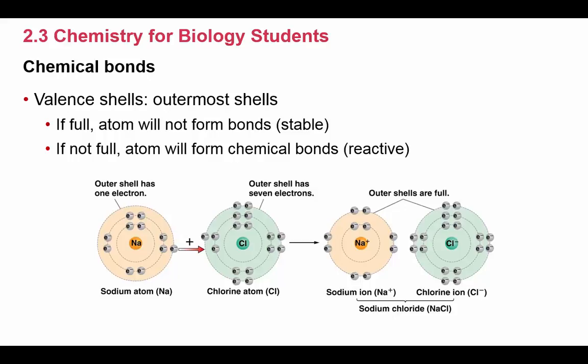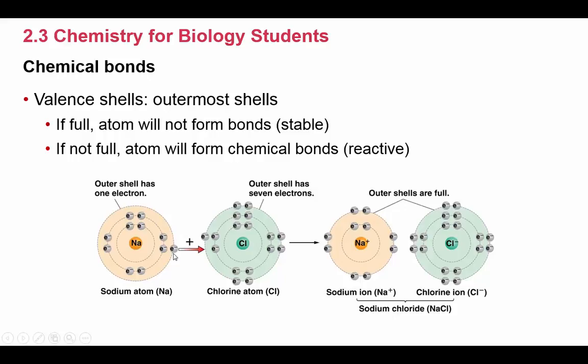However, if it's not full, it will look to form bonds in order to become stable, and so we call those atoms reactive. So if you look at this example, sodium. Sodium has multiple shells, and you'll notice the first shell is complete with 2, the second shell is complete with 8, but the third shell only has 1 electron.